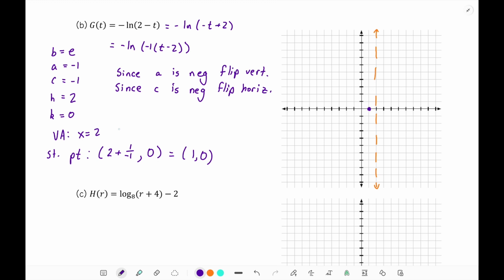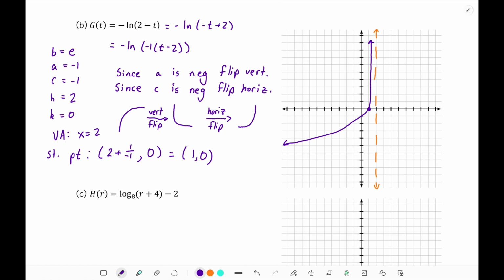So normally a logarithm looks like that. Well, if we flip it vertically, it's going to look like that. That's a vertical flip. And then if we flip it horizontally, it will look like this. So that means our graph will look something like this. And again, this is a rough sketch.